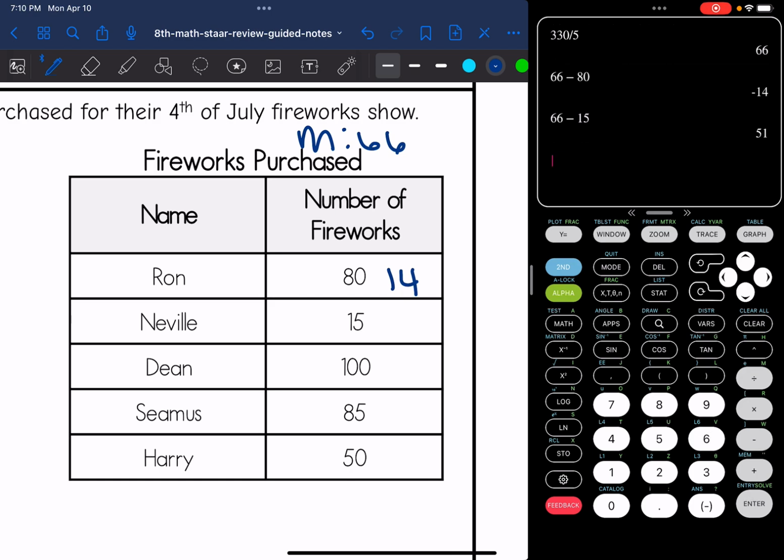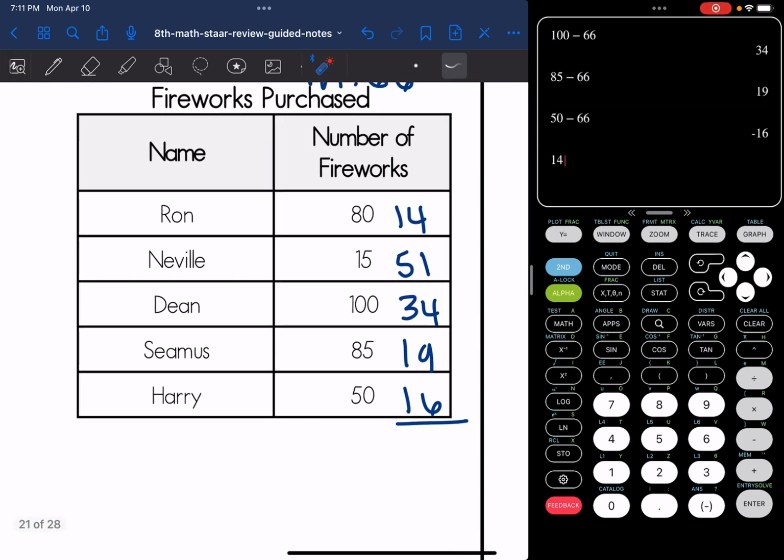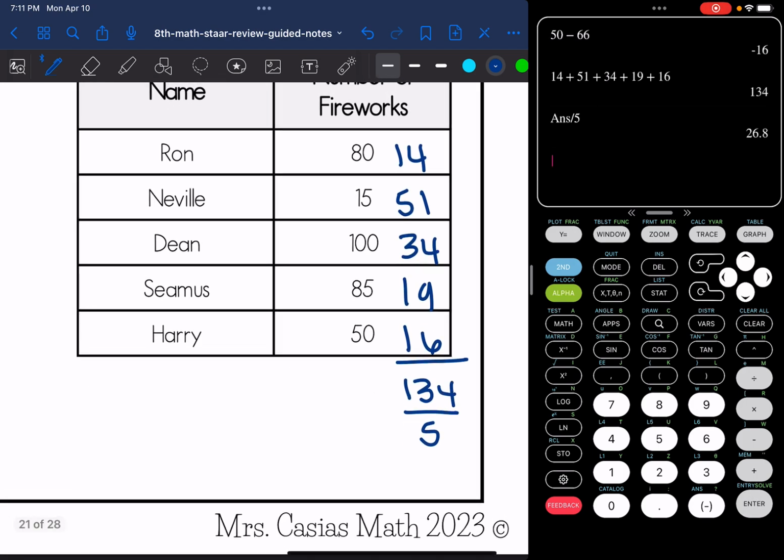66 minus 15 is 51. 100 minus 66 is 34. 85 minus 66 is 19. And 50 minus 66 is 16. And now I'm going to find the mean of these distances. So the first thing I need to do is add them together. 14 plus 51 plus 34 plus 19 plus 16. I get 134, and then I need to divide it by 5 to finish finding the mean of these distances, and I get 26.8.